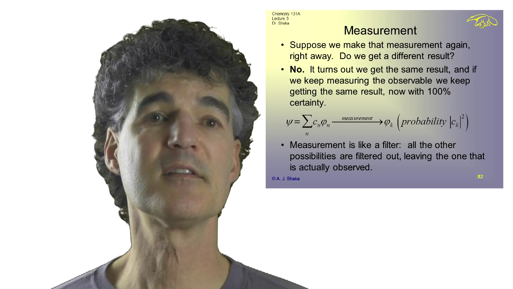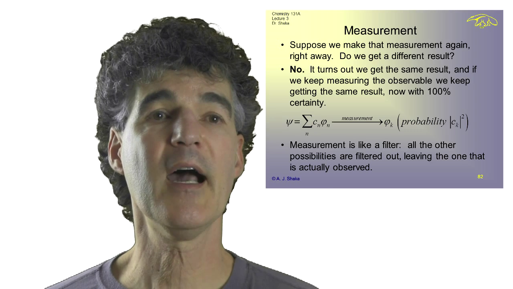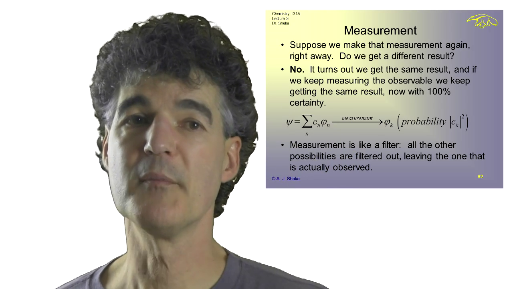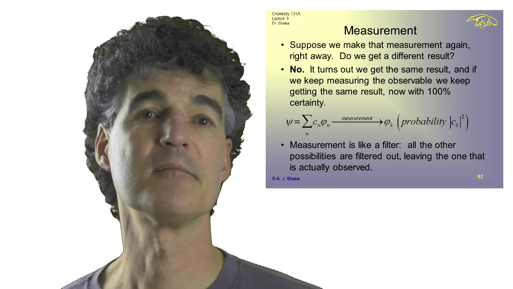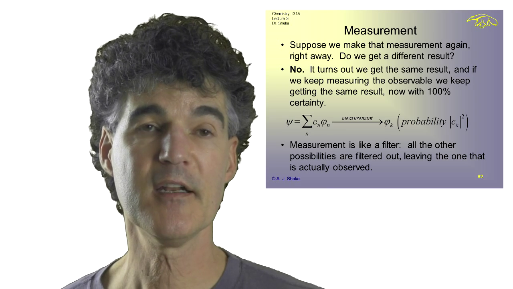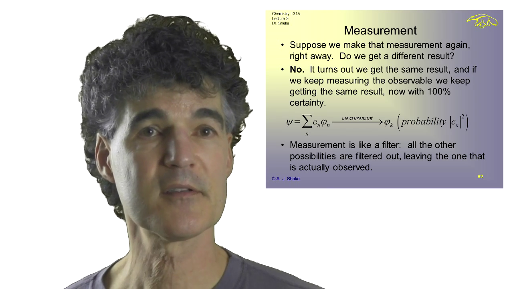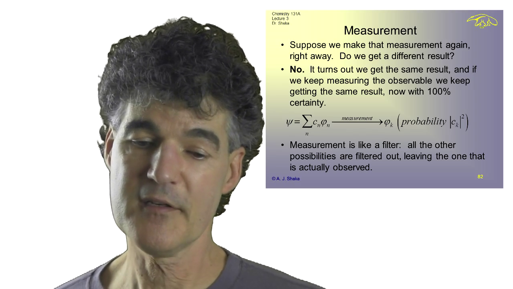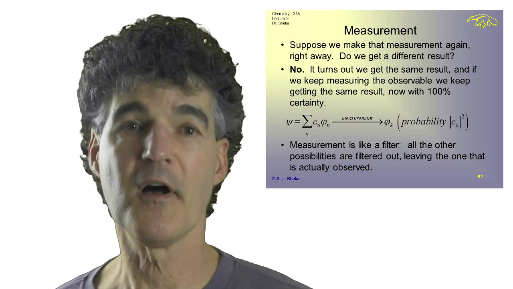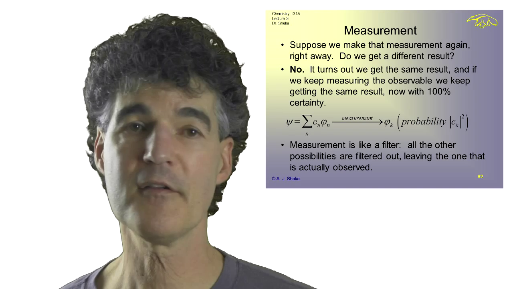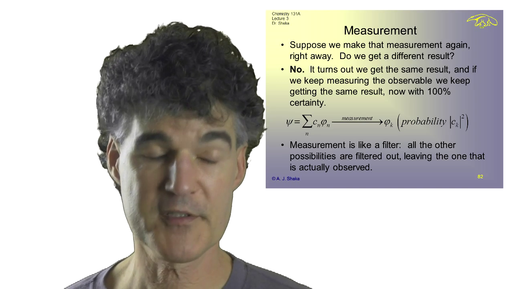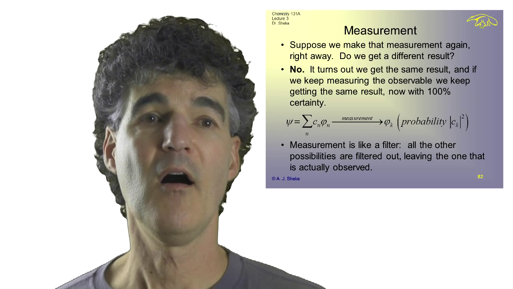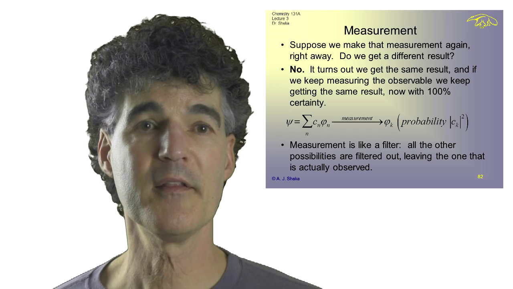And I've tried to encapsulate this in this kind of pseudo-equation. We start out with probabilities. It could be any of these eigenstates. And then we make a measurement, and somehow one of them is chosen. And we can't say how, even in an ideal experiment, but we can say what the probability is. Let's say 25% of the time we get this result. Now if we measure again, and nothing's intervened, we haven't done anything, we get the same result again, and again, and again, and again. And now there's no probability at all. It's always 100%, so it's exact certainty. That is, measurement is kind of like a filter. All the other possibilities are filtered out, leaving the one that's actually observed.